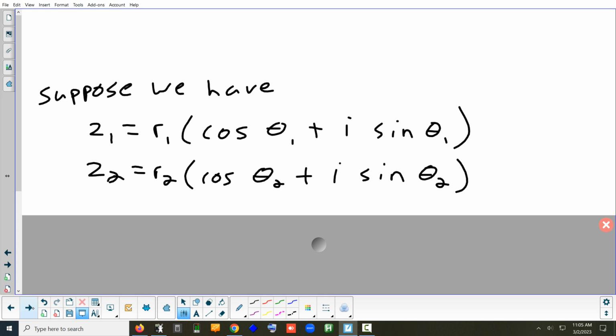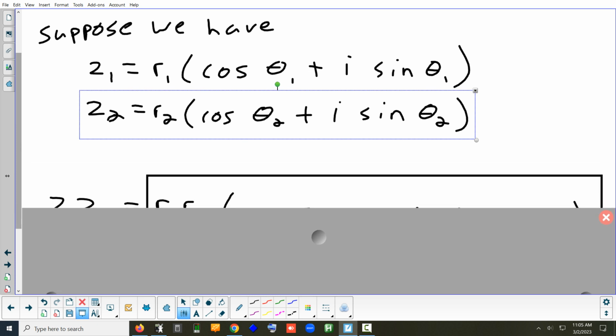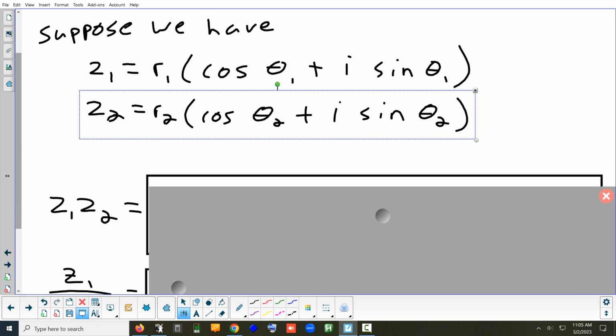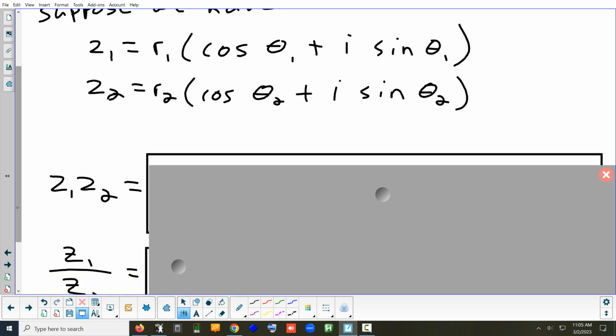So let's say we had two numbers in trig form. Each number has its own radius. We'll call them the first one and the second one. And they also each have their own angles, which I'll call theta 1 and theta 2. All we have to do if we want to multiply these two complex numbers together, we don't have to FOIL, we're not going to get i squared, we don't have to use the conjugate, we don't have to do any of that.